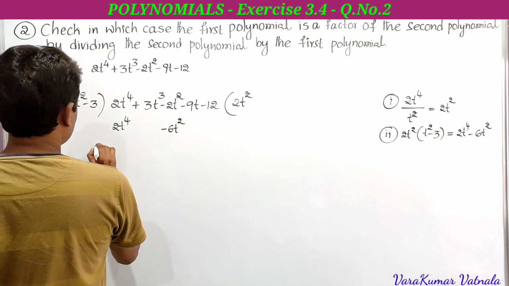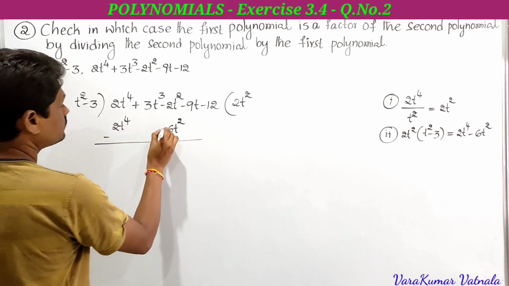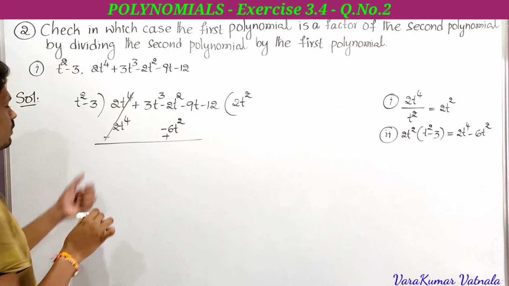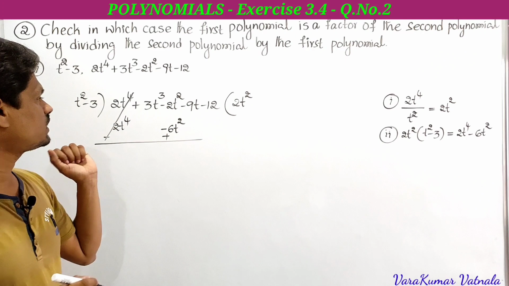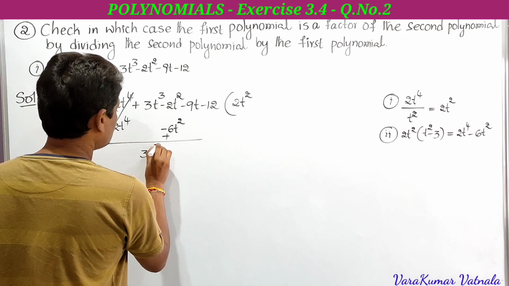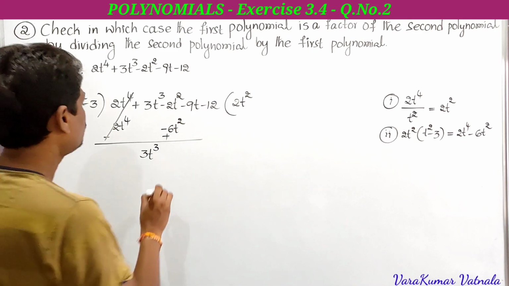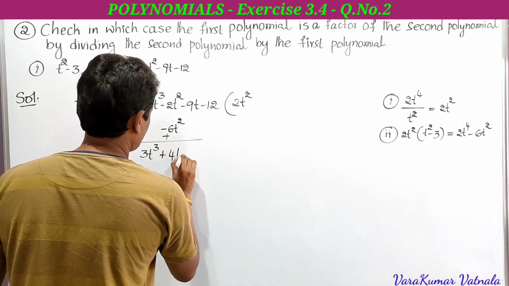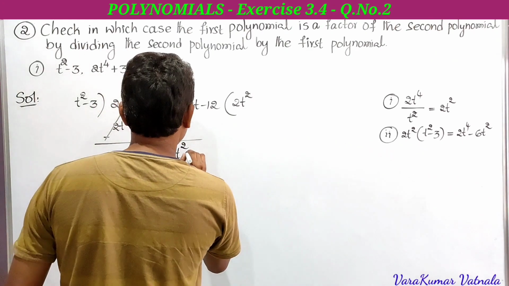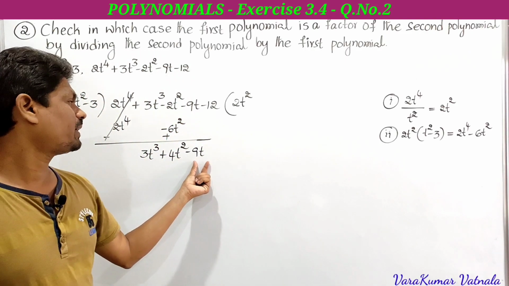So see here, now how to subtract. Here it is plus 2t to the power 4, it becomes minus, minus becomes plus. So 2t to the power 4 minus 2t to the power 4 gets cancelled. 3t cube, minus, here nothing is there, so 3t cube as usual. Here minus 2t square plus 6t square, we can get plus 4t square. Next term, minus 90 is there, bring minus 90 down. So now 3t cube plus 4t square minus 90.